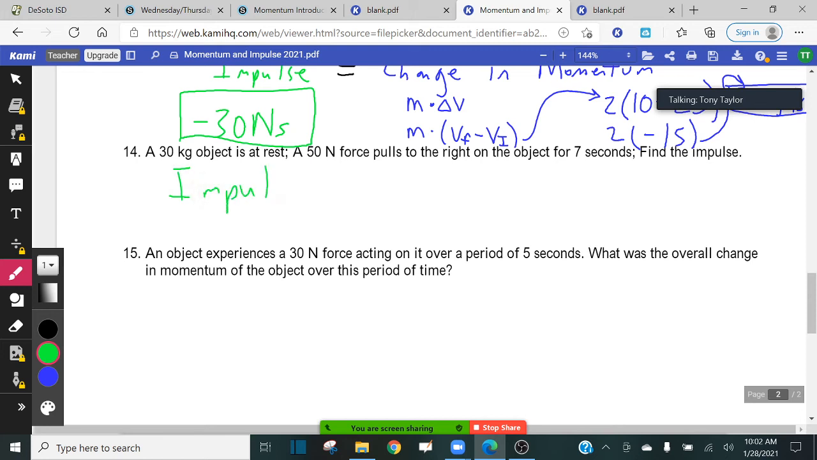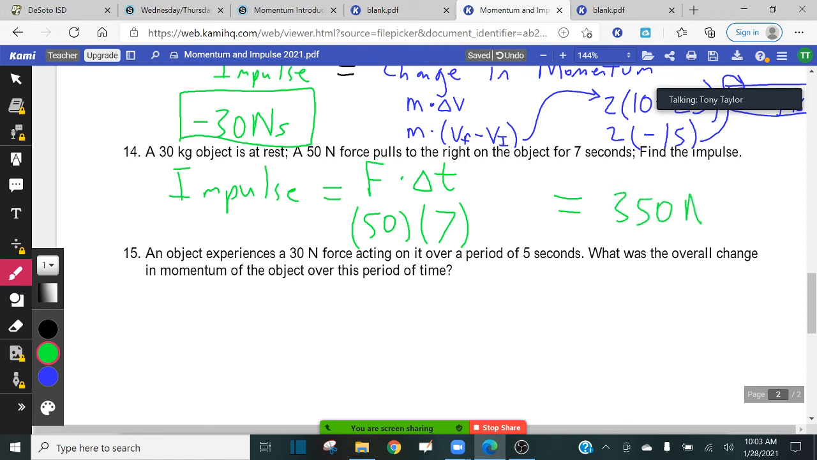Impulse is just equal to force multiplied by time. So the force is 50 newtons. The time interval is 7 seconds. So 50 times 7 is equivalent to 350 Newton seconds. So that is our impulse. Okay.